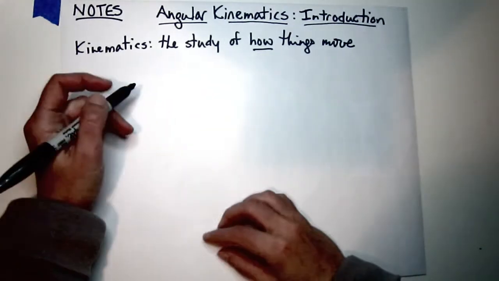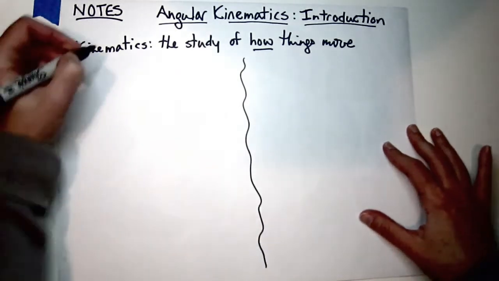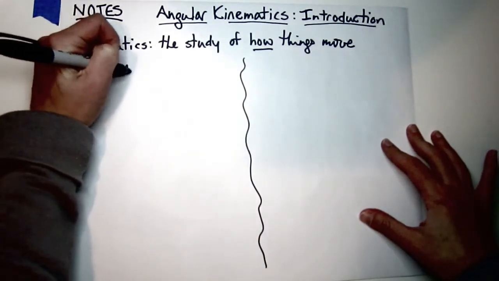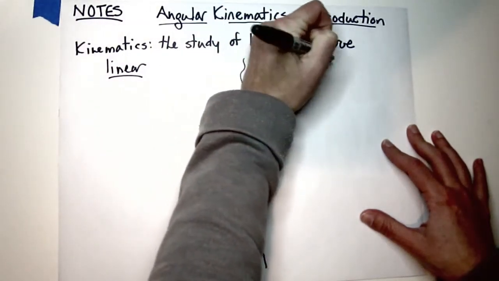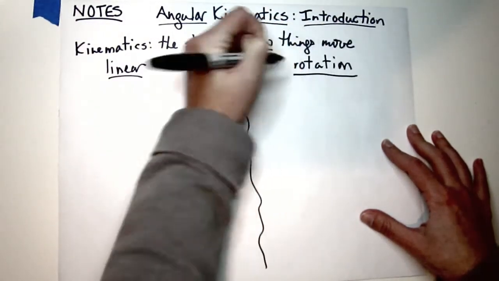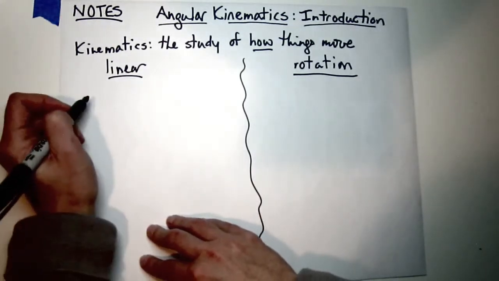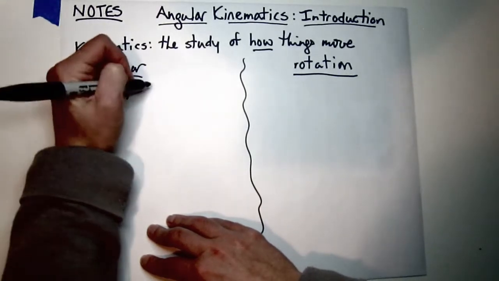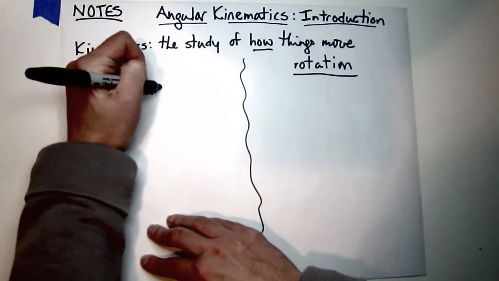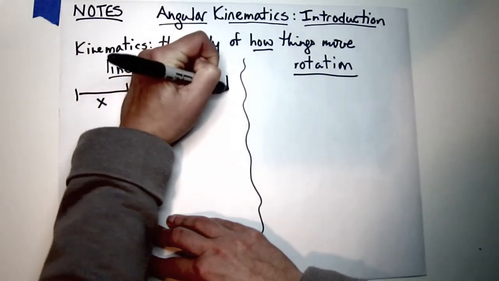So we're going to split this and talk about linear motion and rotation. And so when we talk about how far something goes in a straight line, we call that a displacement. We usually, or at least I use the variable x as my default.